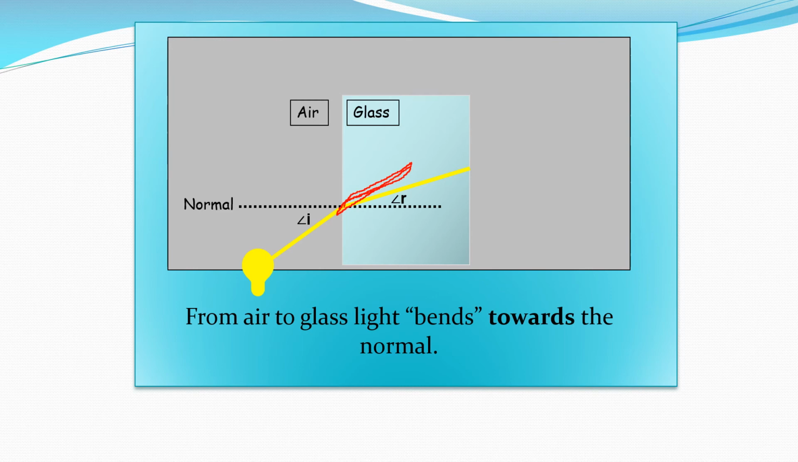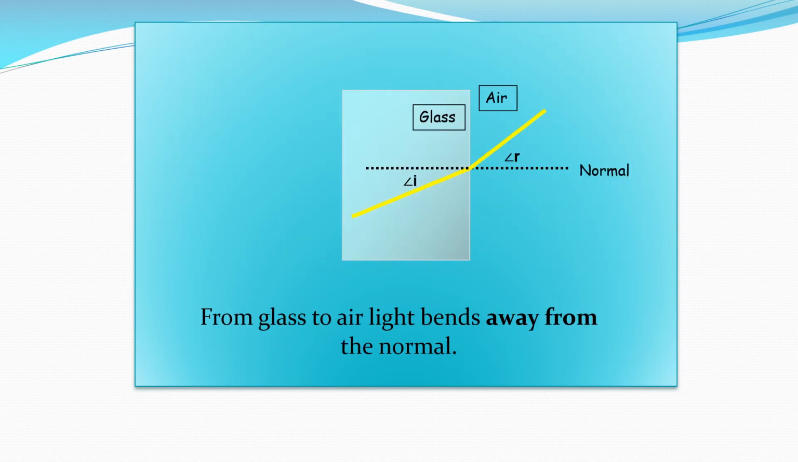If I extended this straight line, it would go off in this direction. But as it's been refracted, this line has refracted towards the normal, so it's actually now closer to this normal line.